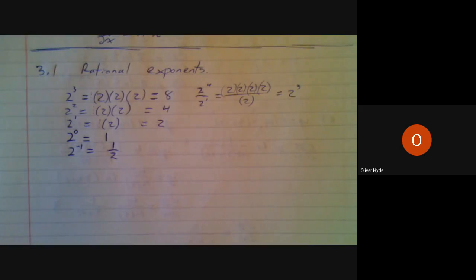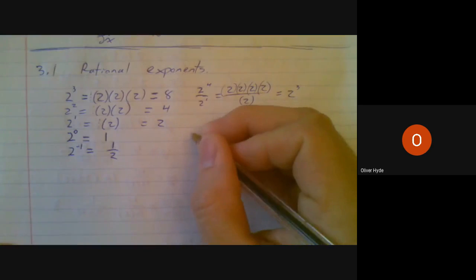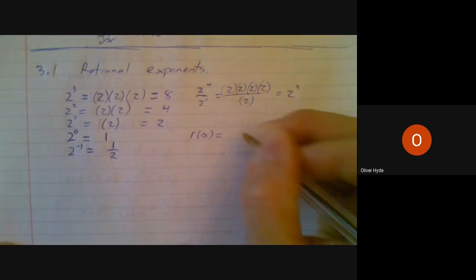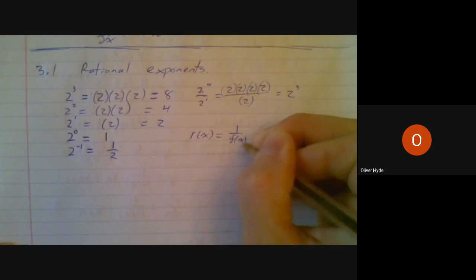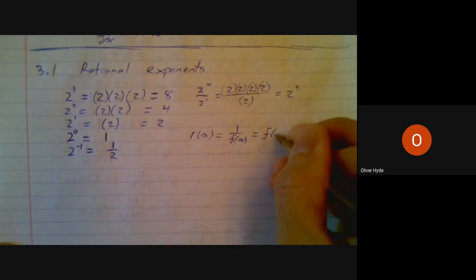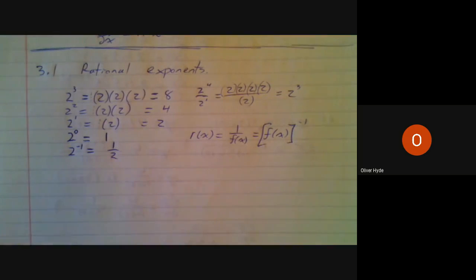I like using the idea of reciprocating the base. That is the reason why we could identify the reciprocal of a function, 1 divided by f of x, as f of x to the exponent -1. But it's nice to know that there are ways that we can figure this out as well.